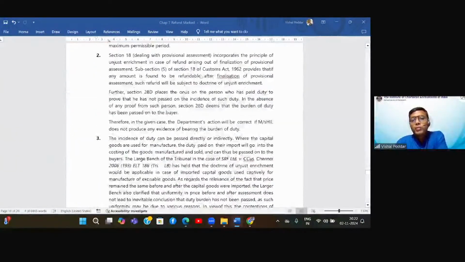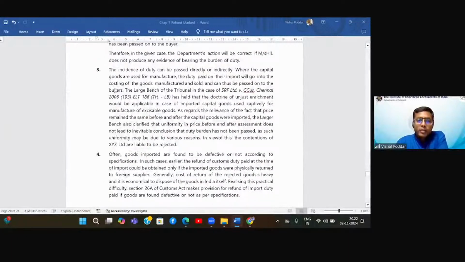So the incidence of duty can be passed directly or indirectly. Where the capital goods are used for manufacture, the duty paid on their import will go into the costing of the goods manufactured and sold and can thus be passed on to the buyers. How I just explained through the depreciation, it can enter your cost. Now, the larger bench of the tribunal in the case of SRF Limited versus Commissioner of Customs, Chennai, etc., has held that the doctrine of unjust enrichment would be applicable in case of imported capital goods which are used captively for manufacturing of excisable goods. It means what?